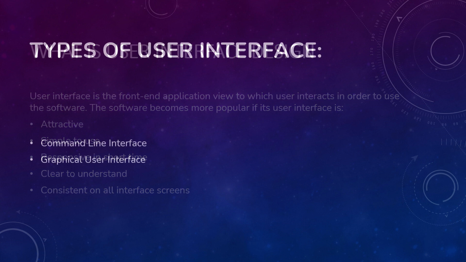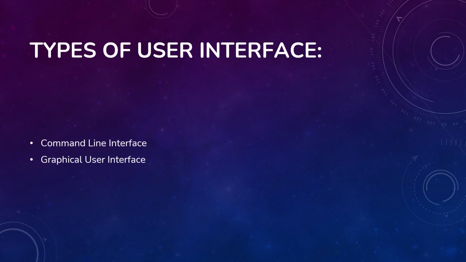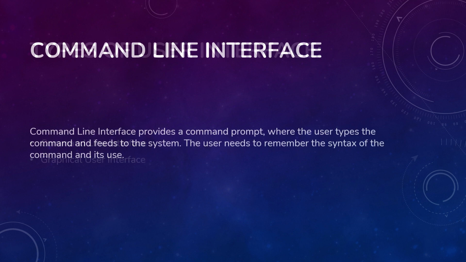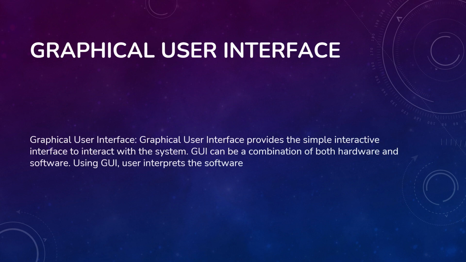Our next topic is types of user interface. There are two types of user interface designs. The first one is command line interface and the second one is graphical user interface. Command line interface provides a command prompt where the user types the command and feeds it to the system. The user needs to remember the syntax of the command and its use, which is very difficult. Not everyone can do that. So the solution to this is graphical user interface.